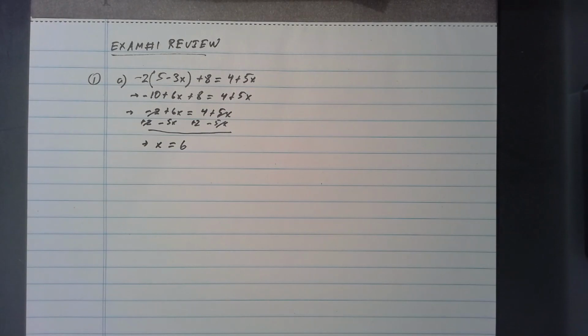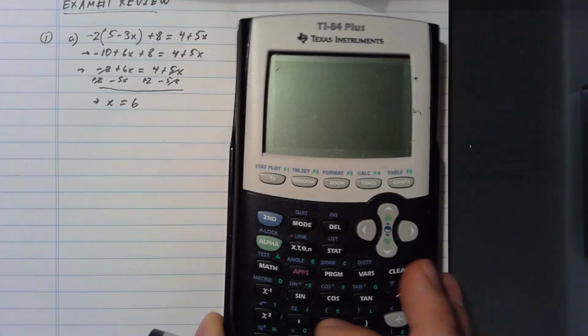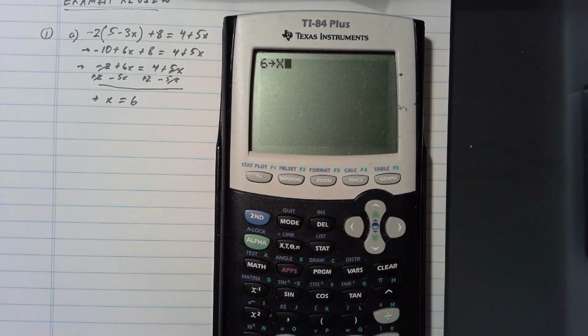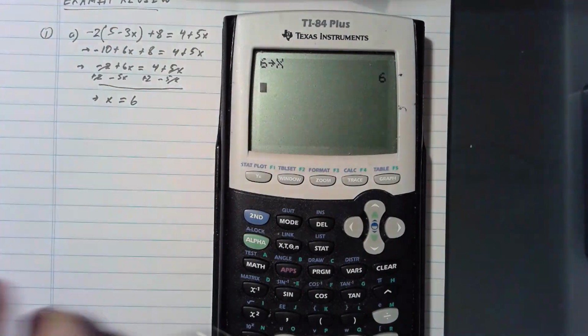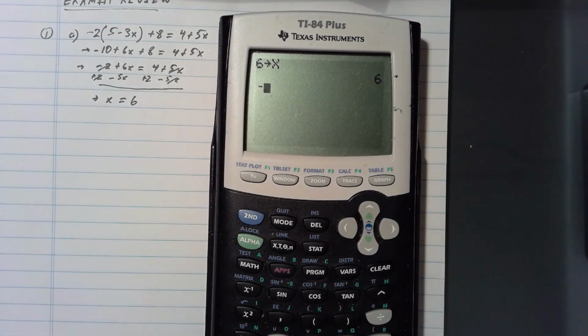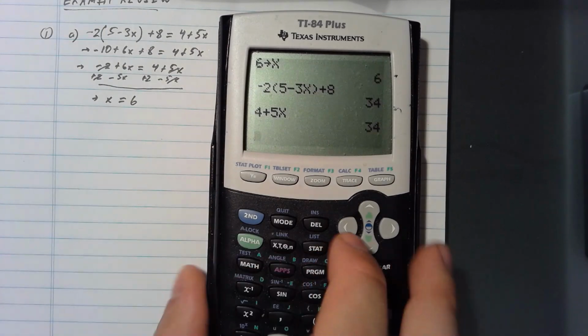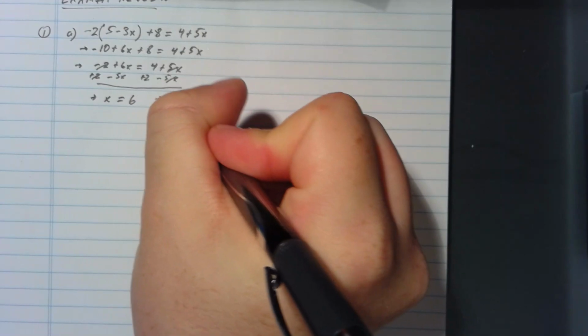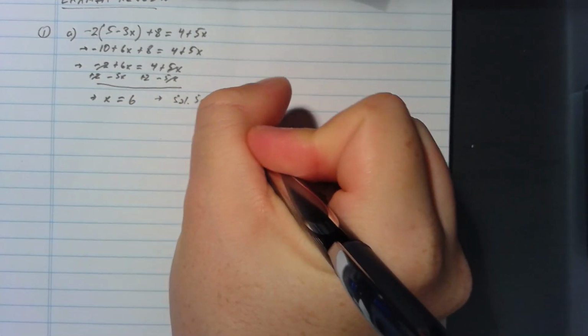Now, again, you could check this solution in your calculator by storing it in for x. So store 6 in x, type in the left side, and then type in the right side, hit enter. You should get the same value for both sides, right? So -2 parenthesis 5 minus 3x, close parenthesis, plus 8, hit enter, I get 34, and then if I hit 4 plus 5x and hit enter, I also get 34. So that checks out. So my solution set is 6.